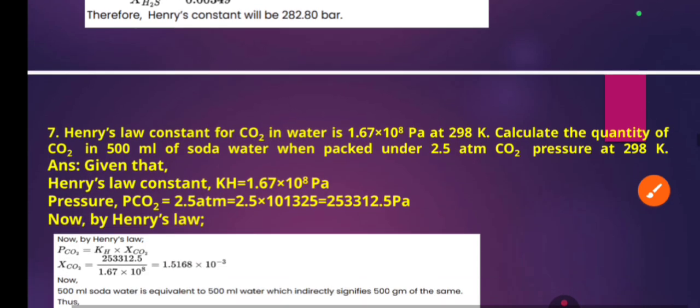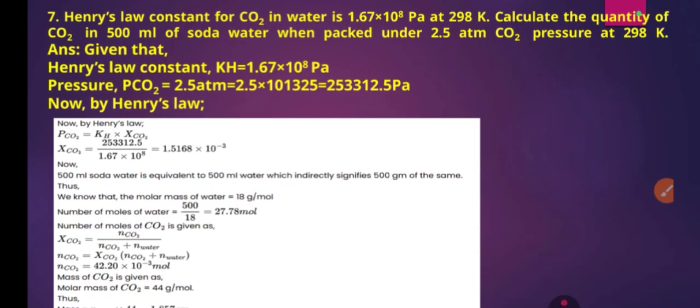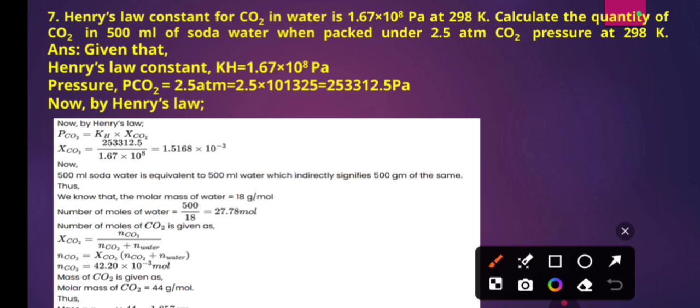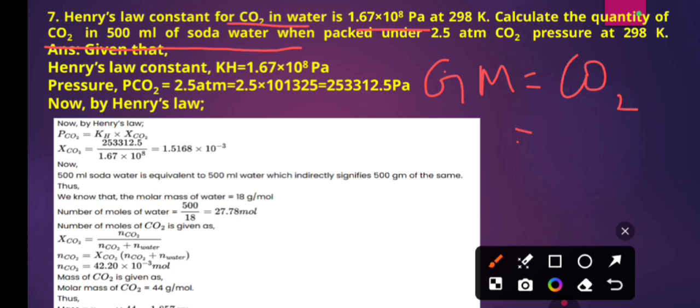So next numerical, it is Henry law constant for CO2 in water, it is given 1.67 into 10 to the power 8 Pascal at 298 Kelvin. Calculate the quantity of CO2 in 500 ml of soda water. Quantity of CO2 means it is asked given mass of CO2. Okay, this value you have to find out. When it is packed under 2.5 atmosphere, it means it is given pressure. Okay, partial pressure it has given to you.